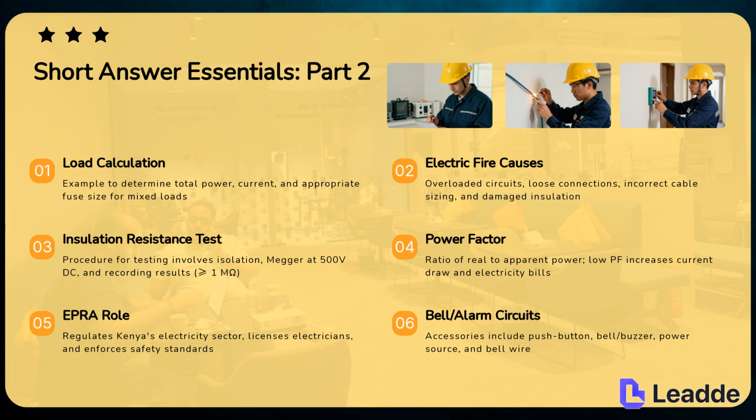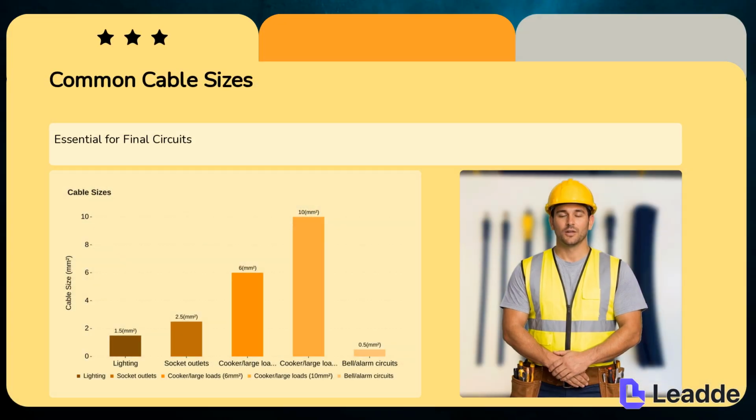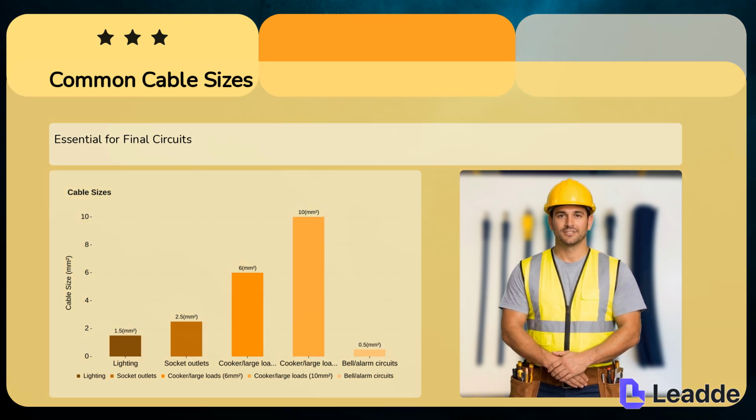The power factor is the ratio of real to apparent power. A low power factor increases current draw. EPRA's role is to regulate the electricity sector, license electricians, and enforce safety standards. Finally, bell and alarm circuits include a push-button, bell, power source, and wire. This section will cover common cable sizes, which are essential knowledge for creating final circuits in any installation.